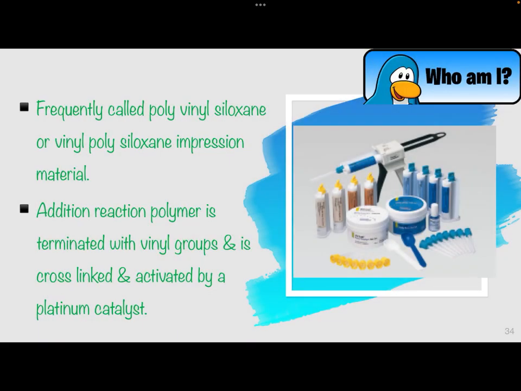Now coming to the fourth type, the addition silicone, which is the most desired type in present practice. It is frequently called polyvinyl siloxane or vinyl polysiloxane impression material.